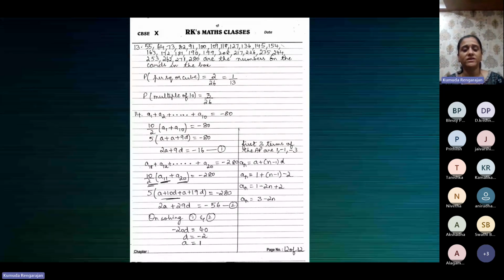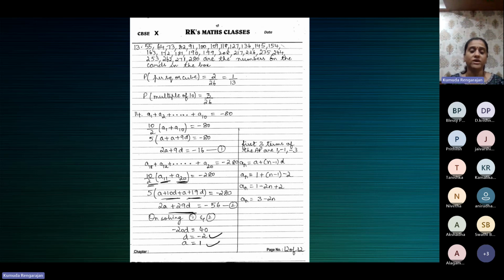A11 is A plus 10D. A20 is A plus 19D is equal to minus 280. So this is the second equation in A and D. On solving the two equations, you get these values for A and D. And then you generate the AP and find AN. How do you find AN? A plus n minus 1 into D.